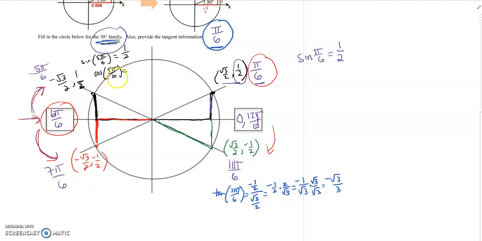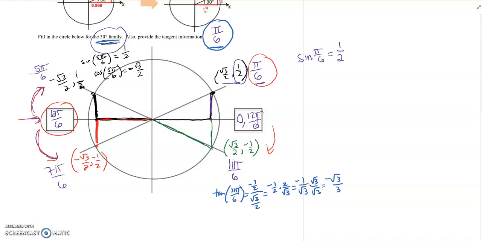Now the cosine of 5 pi over 6, cosine is the x value. The x value in the second quadrant is negative, and it's long. So the cosine of 5 pi over 6 is negative root 3 over 2.